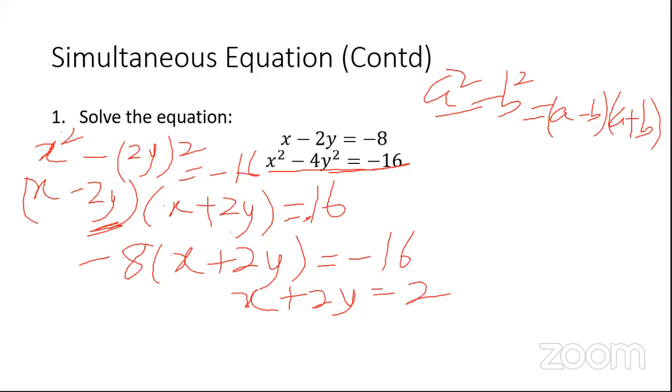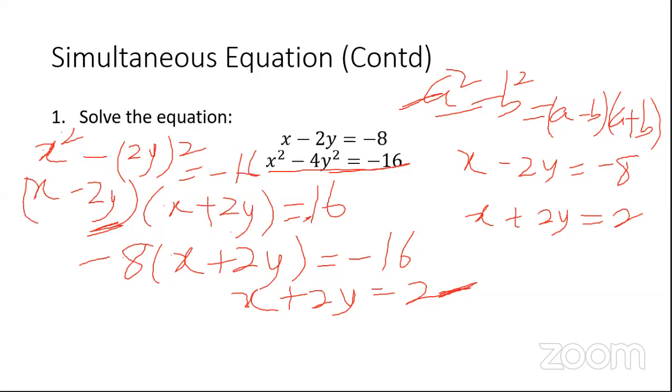So you can see the two equations I have now. Equation 1 is still equation 1, then I have another one, equation 3. So I have x minus 2y equals minus 8, and x plus 2y equals 2. These are the two major equations I have now. Now I can apply my elimination method of simultaneous equations.